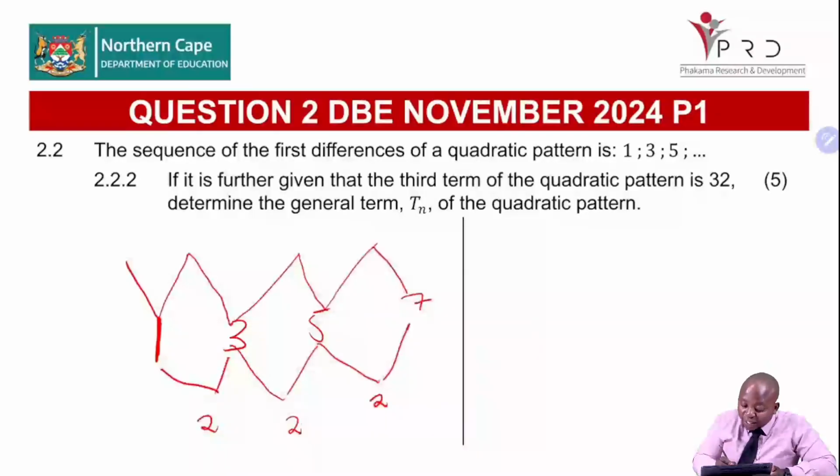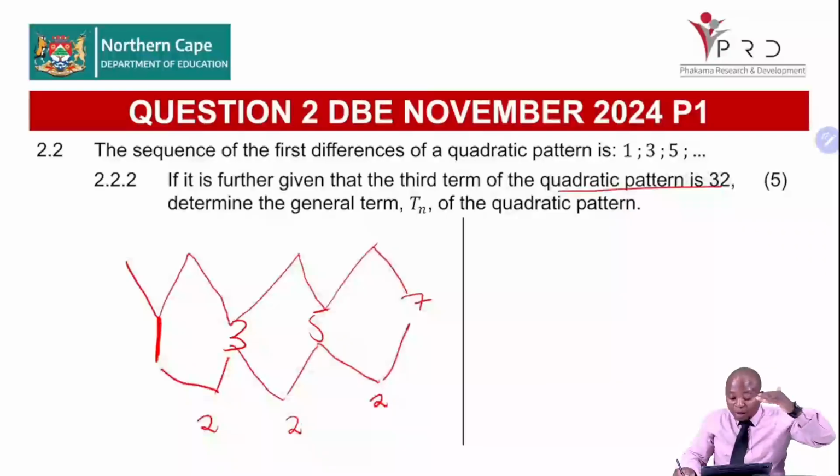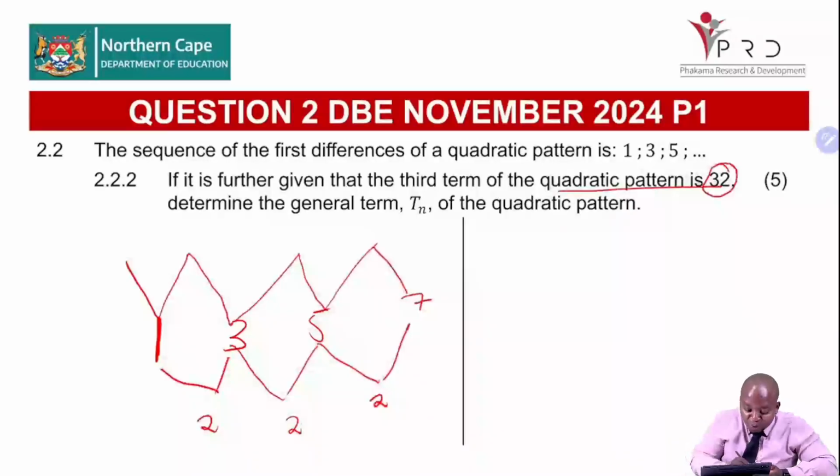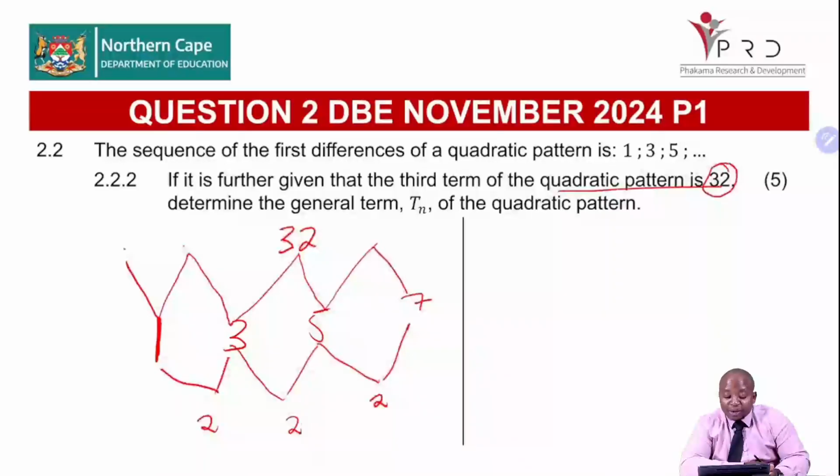We were told that it is given that the third term of the quadratic, on the main quadratic pattern, is 32, which is the third one. So T1, T2, and T3. Now T3 here is given as 32. So my job here is just going to be to reverse and go back to the other terms. So what we're going to do here is the following.